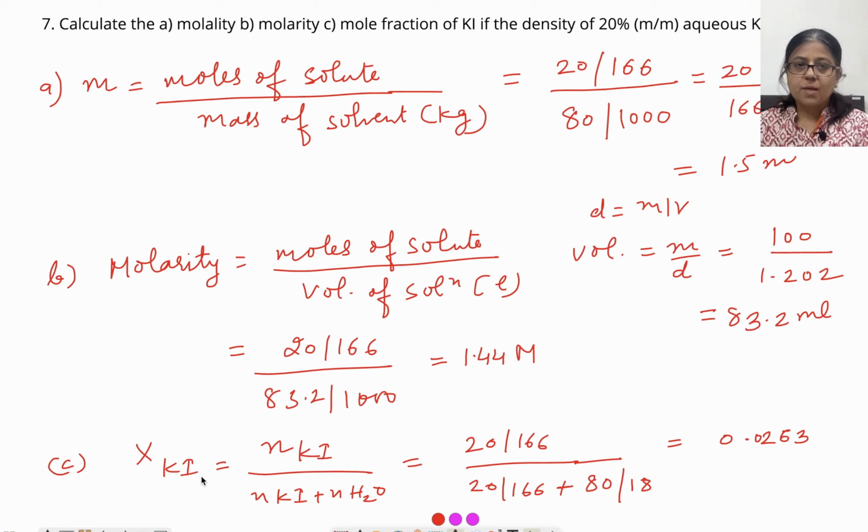So today we have solved 7 important numericals from NCERT in text as well as from exercise to calculate the concentration of the solution in various forms like molarity, molality and mole fraction.